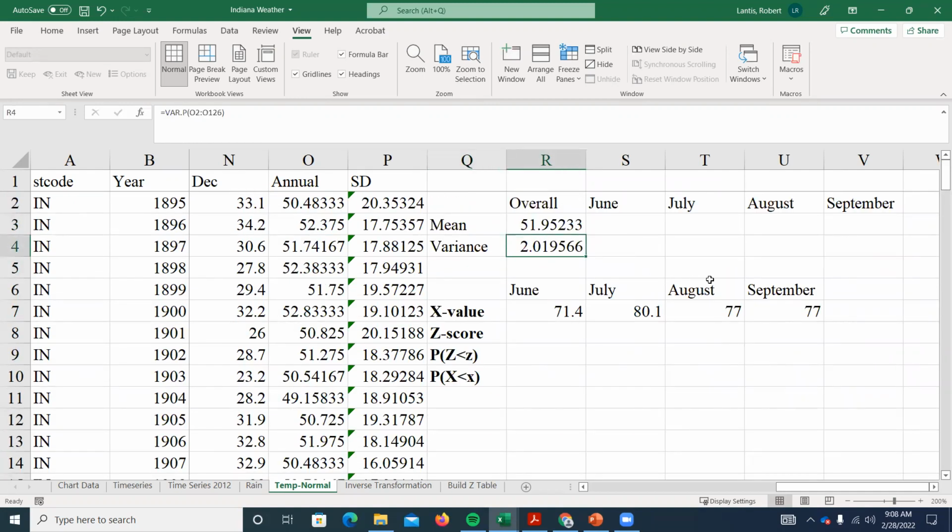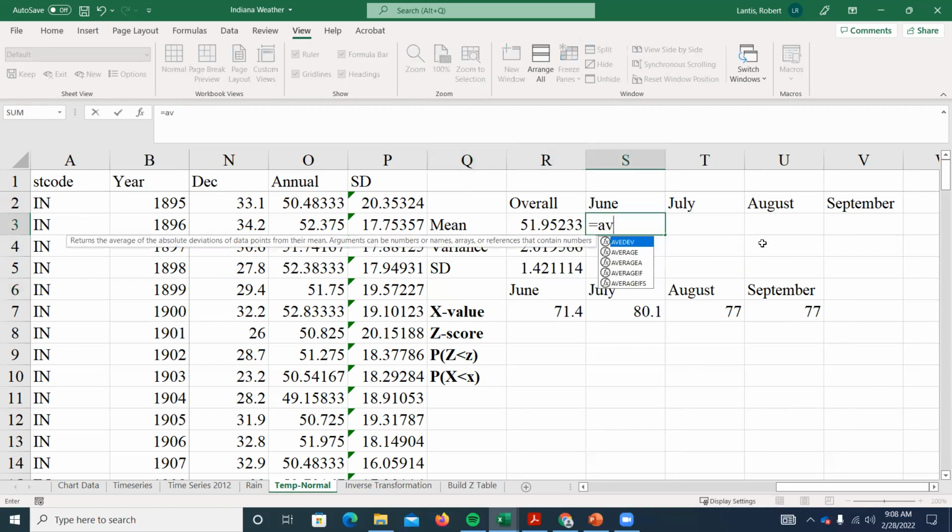Now, if it makes it easier for me to think about it, I can put the standard deviation right below it and simply take the square root using the SQRT formula of the variance. These are things we've already done, right? So just using the average function, VAR.P to find the variance, and taking the square root of that to get my standard deviation.